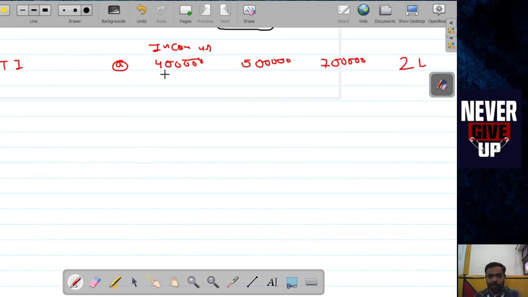Okay, wait. Whether we have to calculate the tax on it? No, because the income is up to 5 lakh. He is resident and individual. If nothing is said in the question about whether he is resident or not, we will assume that he is resident and individual.